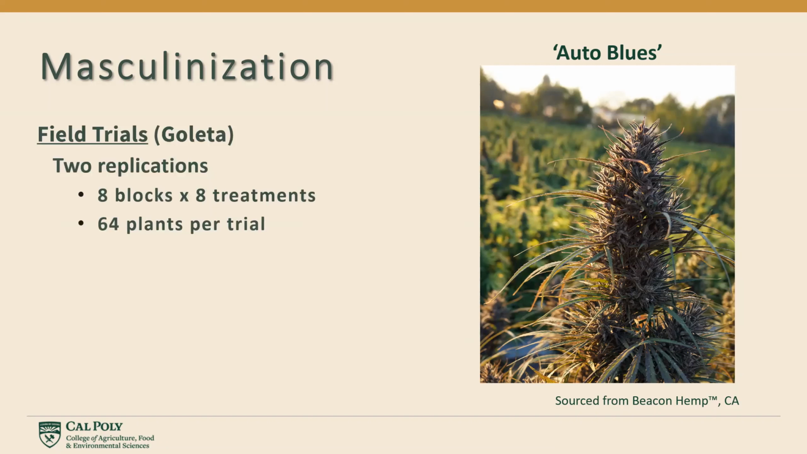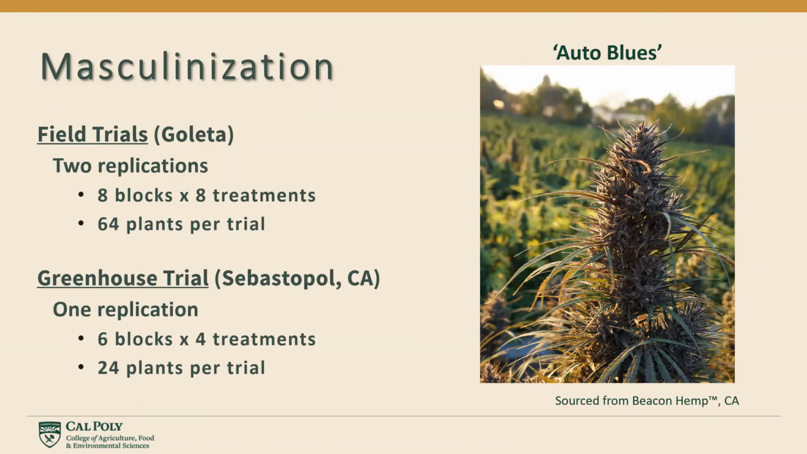There were 2 field trials that occurred in Goleta, California, with 8 blocks and 8 treatments, totaling 64 plants per trial. And there was also a subsequent greenhouse trial in Sebastopol, California, that included 6 blocks with the most efficacious treatments based on the field trial results. This trial had a total of 24 plants.